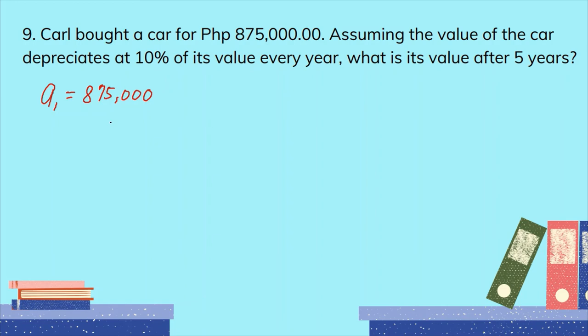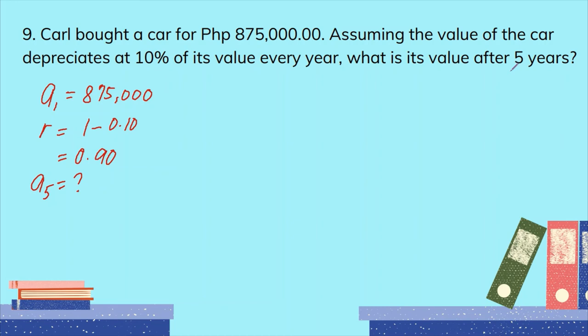And then, depreciates at 10%. So, nagbabawas daw yung value niya ng 10% every year. So, yan yung magiging common ratio natin. Kasi, magiging 1 minus 10%. And that will be 0.9. Ma'am, bakit nag 1 minus 10% ka? Kasi, nagtanggal tayo ng 10% out of the full value every year. So, magiging 0.9 na siya. Okay, what is its value after 5 years? Yan yung magiging A sub 5 natin na hindi natin alam. So, that is in question.